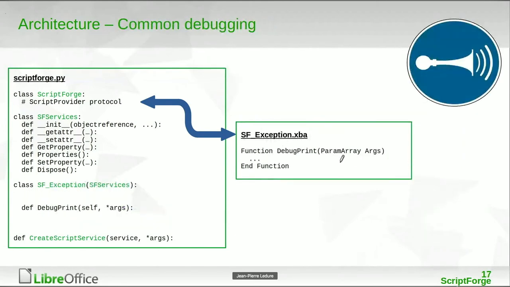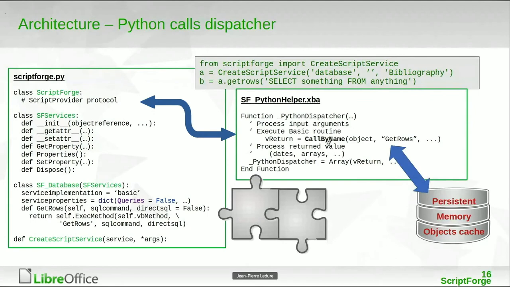So we use internally BASIC objects, and in fact, at the Python side, the object reference is the entry of the BASIC object in an object cache that is stored in a persistent memory.